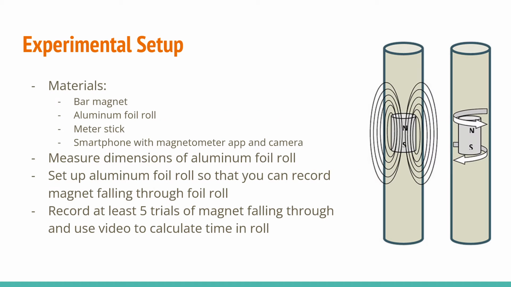For our experimental setup, we require a bar magnet, an aluminum foil roll, a meter stick, a smartphone with the magnetometer app, and a camera. In this experiment, we measure the dimensions of the aluminum foil roll, then we set up the aluminum foil roll so that you can record the magnet falling through the foil roll, and then record at least 5 trials of the magnet falling through, using this video to calculate the time that the magnet spends in the roll.